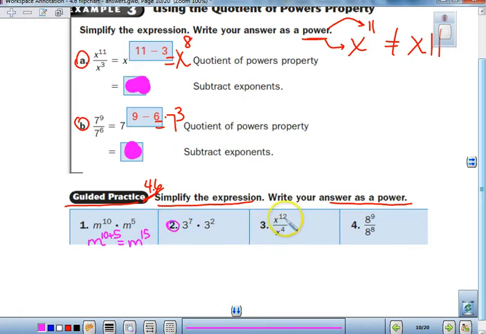Number 3, x to the 12th divided by x to the 4th. What does our rule say? When we divide, if I have 12 of them up here and 4 down here, we could cancel off 4 of them. But our rule says we're going to take 12 minus 4, which means as a power, we're going to write that as x to the 8th. You should now do number 4. We will check these tomorrow in class.